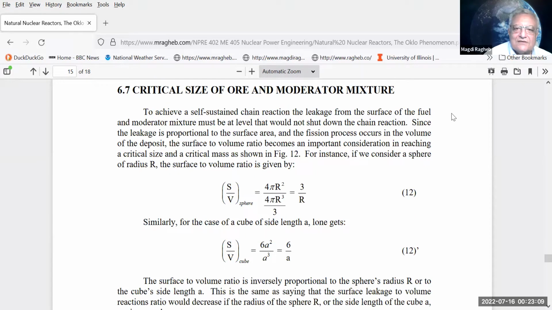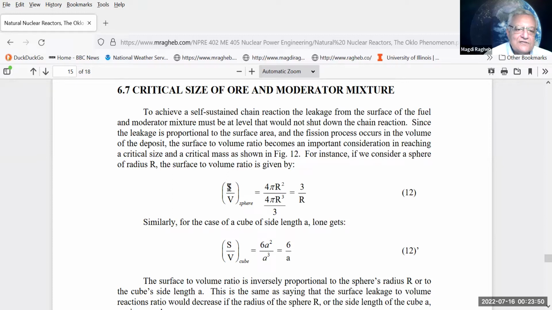Another important aspect of the Oklo phenomenon is really the critical size of the ore and the moderator ratio. A very simple geometry consideration is the surface to volume ratio of a sphere. The surface of a sphere is 4 pi r squared. Its volume is 4 pi r cubed divided by 3. The surface to volume ratio is 3 divided by r. In the case of a cube, it's 6 over a. So you could see here that the surface to volume ratio decreases as your r increases.